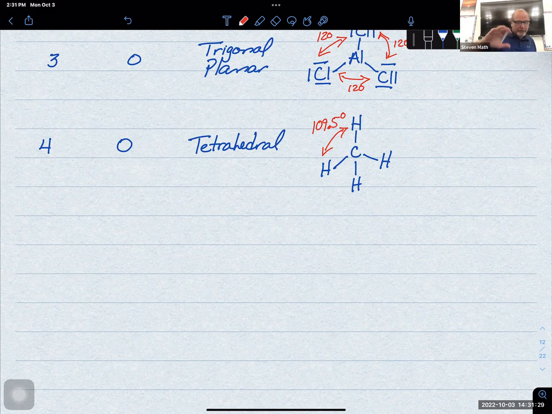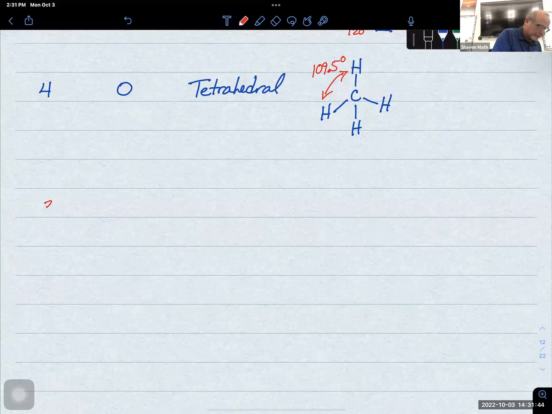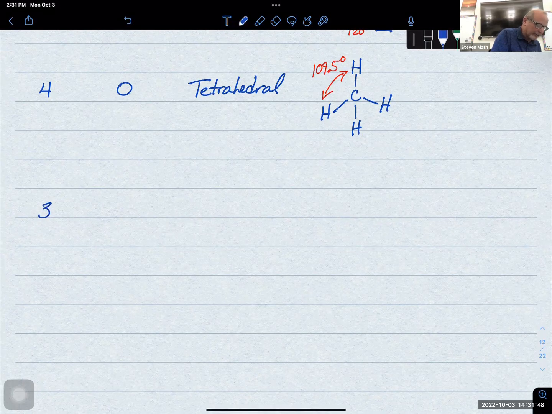Now, at this point, this is where it switches. Now, we're not going to go to 5 and 0 because 5 bonds would be more than an octet. That'd be kind of weird. So what do we do next? We go to 3 bonds. This is in red. We're going to go 3 bonds, but now there's going to be 1 lone pair. And this is ammonia, NH3.